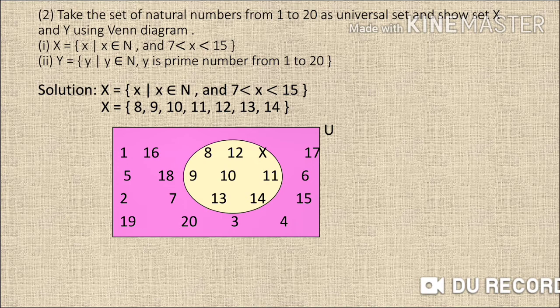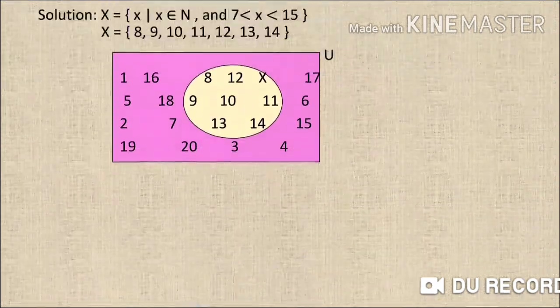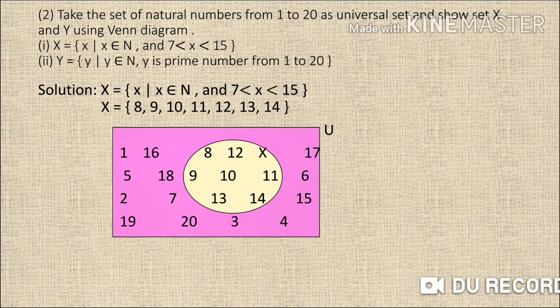So in this way we can represent the set by Venn diagram. In that second one, Y is a set such that Y consists of elements where Y is a natural number and a prime number from 1 to 20.